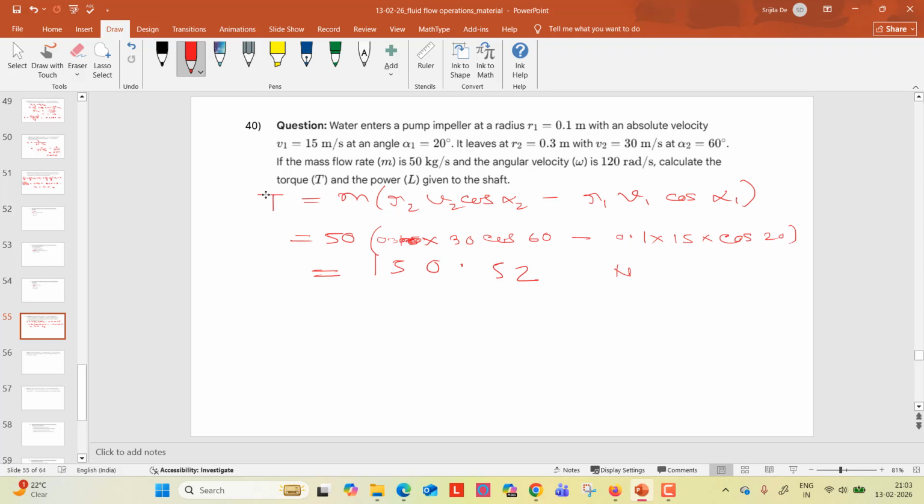And what about the power? Power is T omega. So it is 150.52 into 120 radian per second. It is coming as 18542.7 watt. Okay, this is your answer.